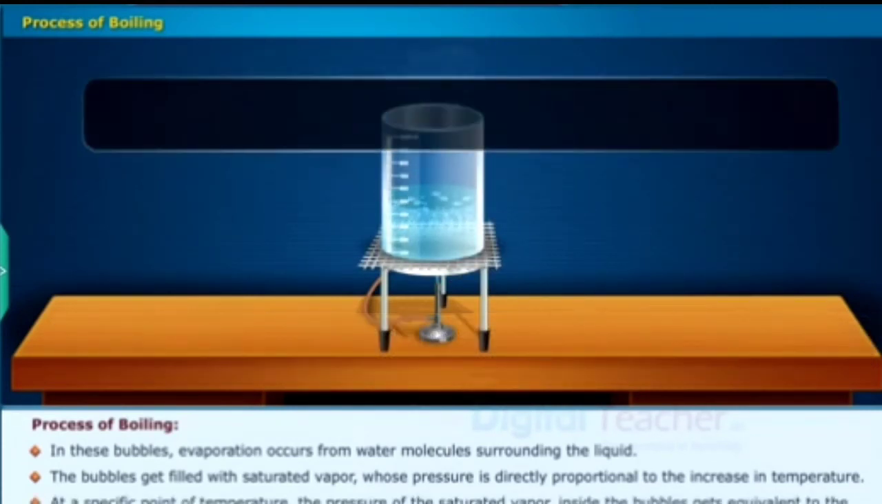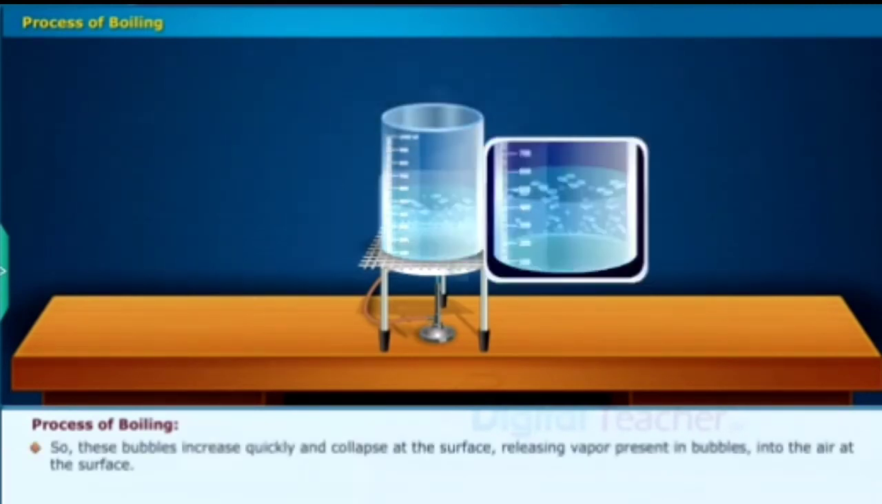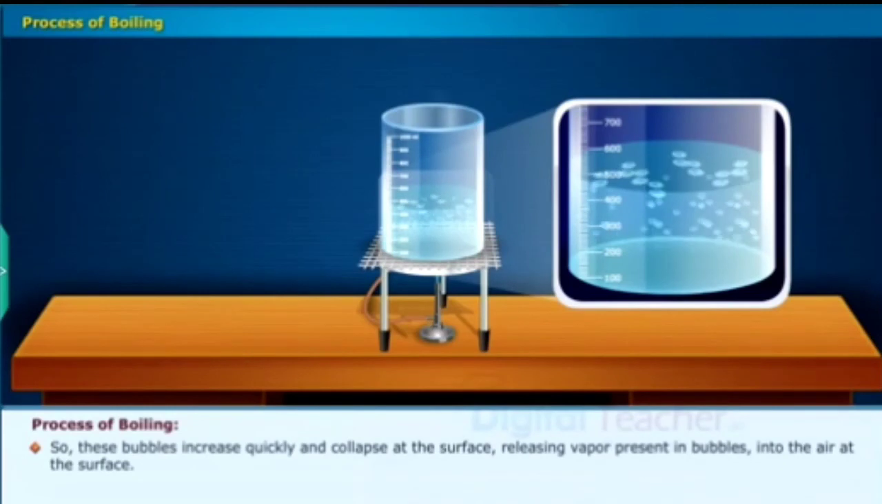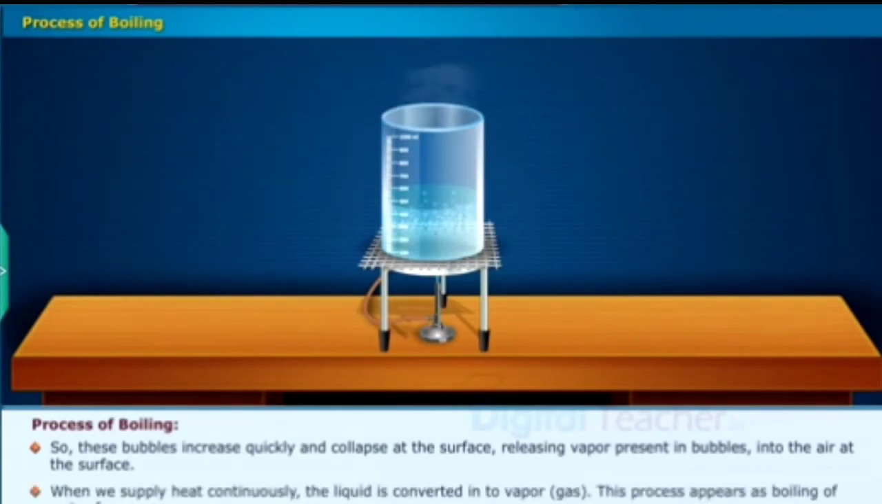At a specific point of temperature, the pressure of the saturated vapor inside the bubbles gets equivalent to the pressure applied on the bubbles from the outside. So these bubbles increase quickly and collapse at the surface, releasing vapor present in bubbles into the air at the surface. When we supply heat continuously, the liquid is converted to vapor or gas. This process appears as boiling of water for us.